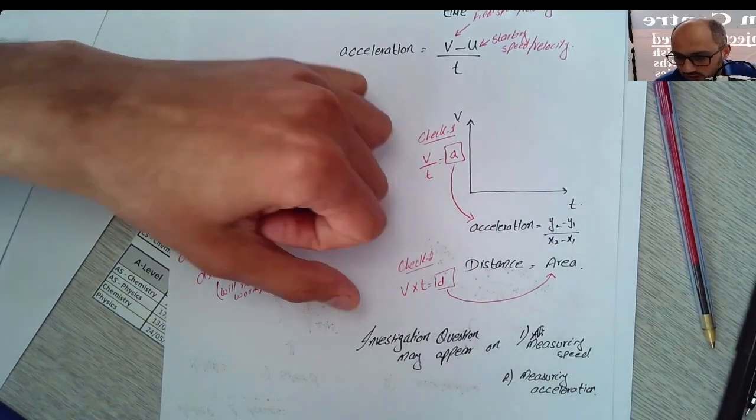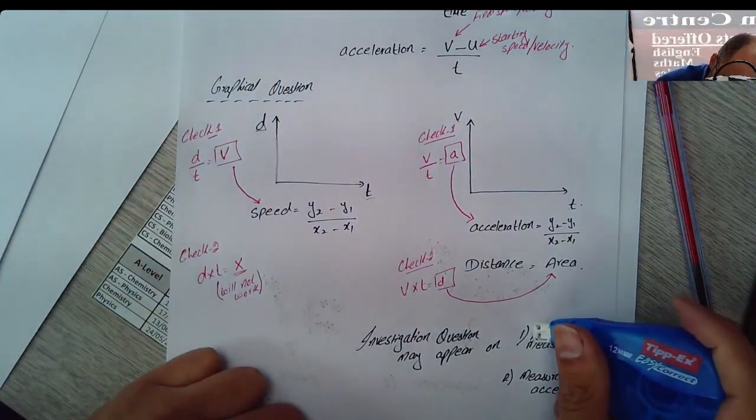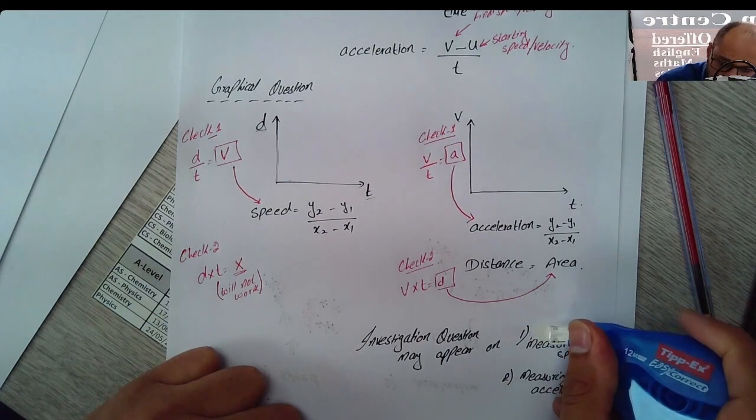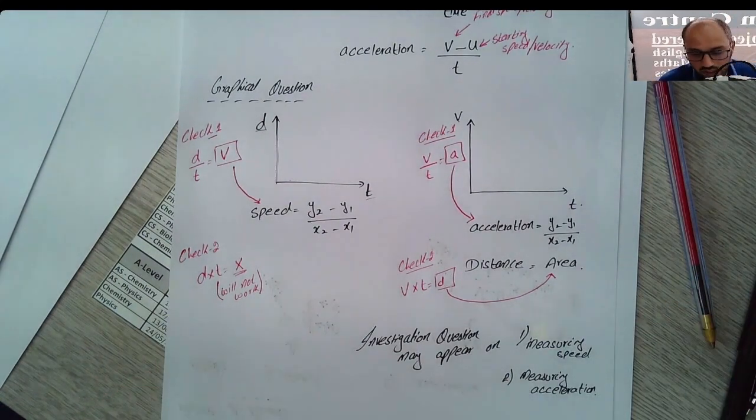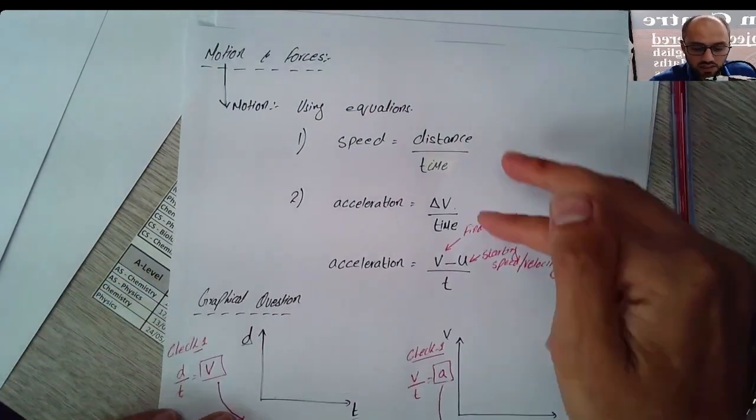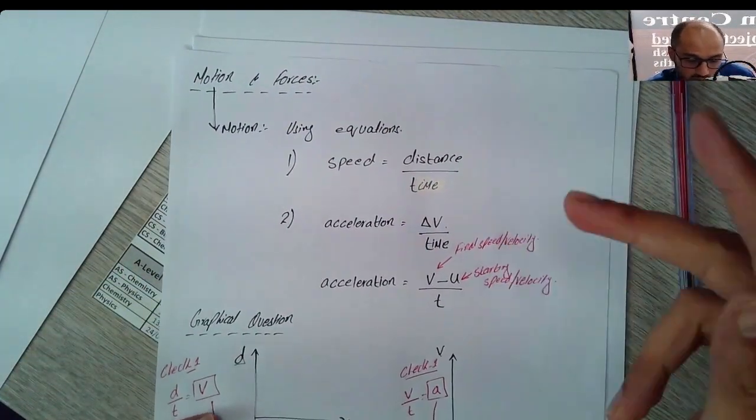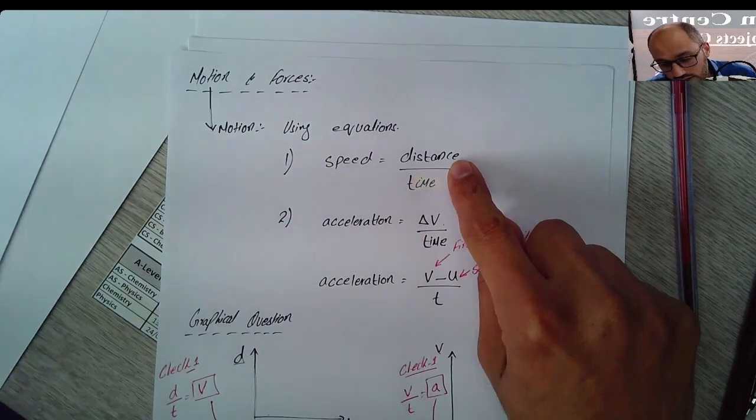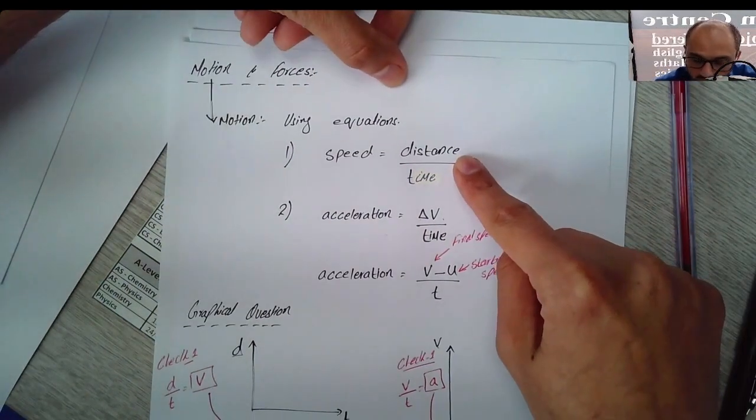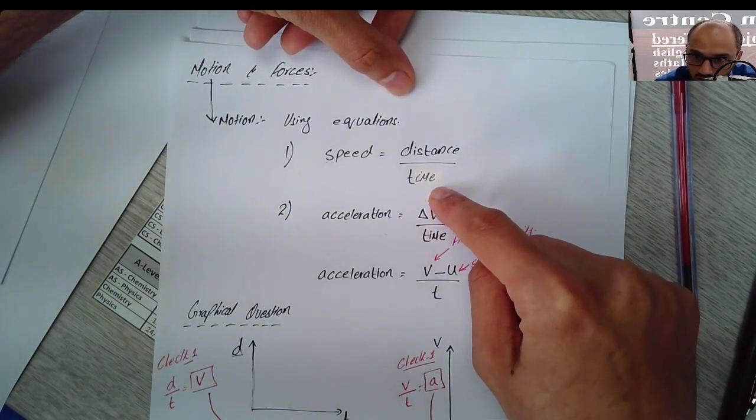Okay. So if a question appears, or if it states something like describe how you will measure speed or describe how you will measure acceleration, the first thing that you will do is list the equation, and then you will tell how you're going to measure the distance. Distance can be measured using a ruler. Time can be measured using a stop clock, right?